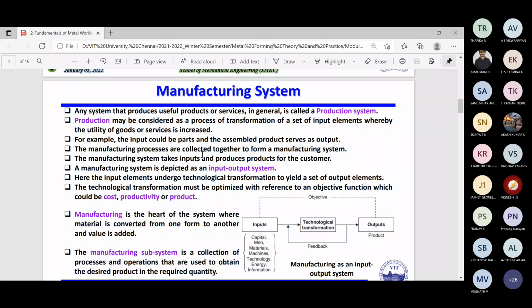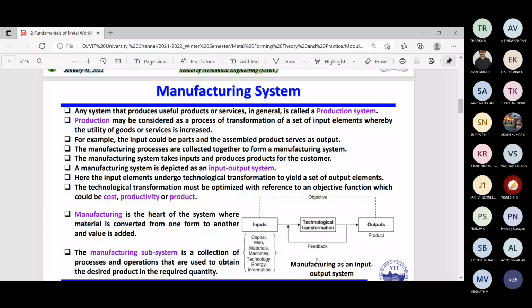So for example, the input could be parts and the assembled product serves as output, what Charles, you just told me here. And the manufacturing system is depicted as an input-output system. If you relate to computer science also, they are using this kind of phrase, that they have some input and some output, and they are making this input-output system. And last, I mentioned the technological transformation.